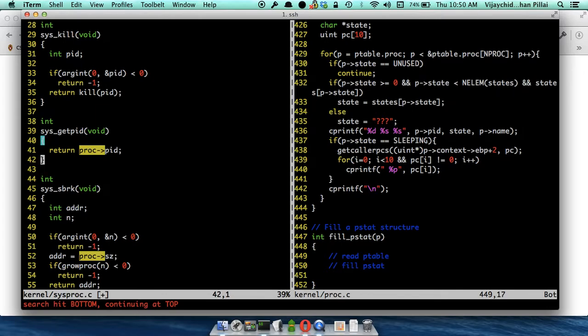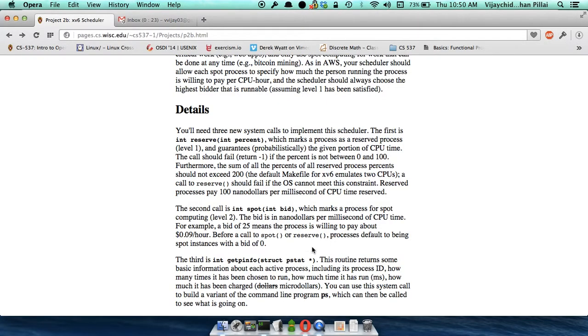One thing to note is that the same process may call reserve and spot. Which means that you need to be able to tell whether a process which was previously a reserved process is now a spot process or vice versa. The way I did this in my implementation is, if the reservation percent for a process is 0, then it's a spot process. So when you get a spot system call, not only do you have to set the bid value for the spot, you also need to reset the reservation percent, because it might have been previously set. You also need to do this in the reverse order if it was previously a spot process and now gets a reserve call. Okay, so that's something to keep in mind.